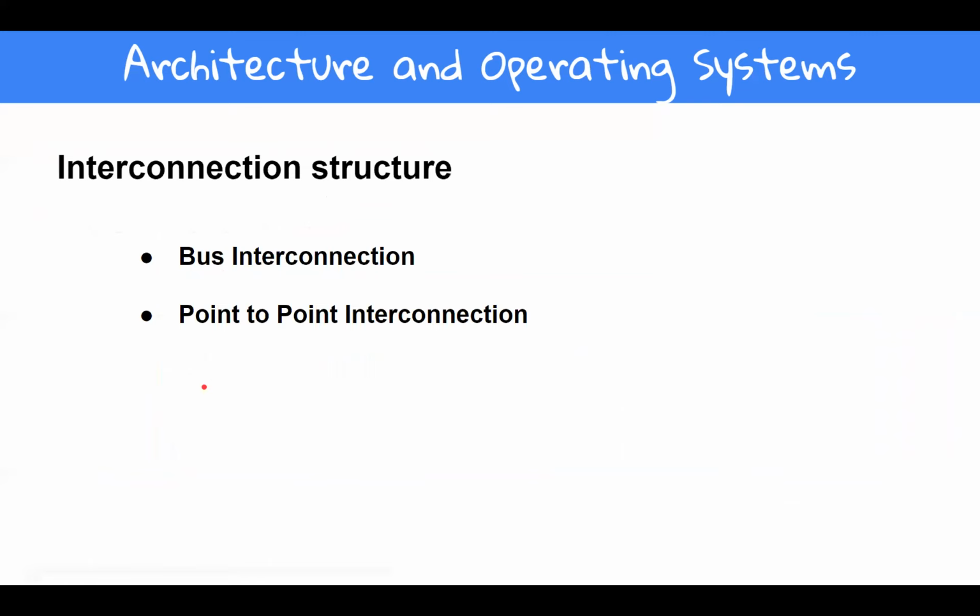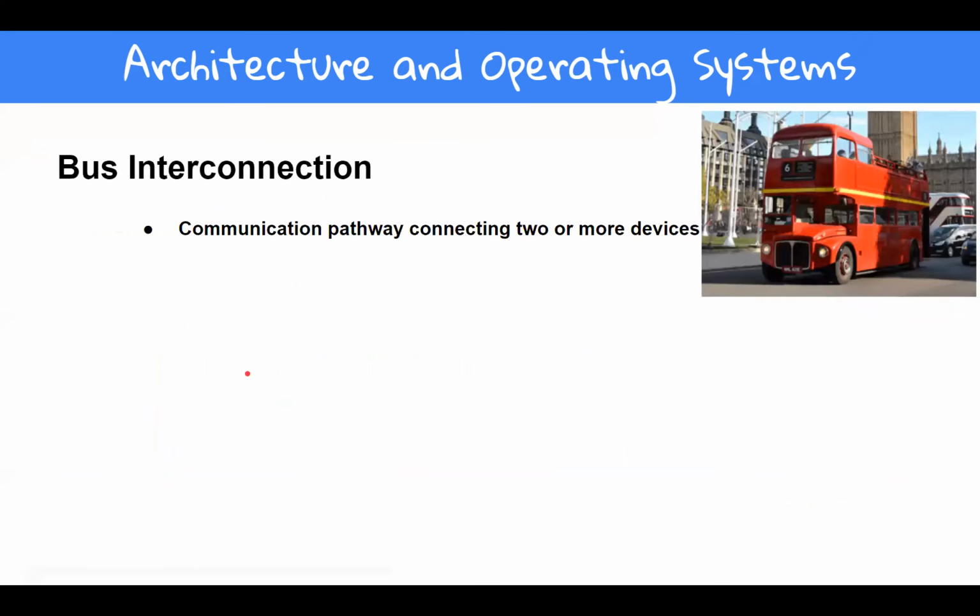So what is the interconnection structure? We have two types of interconnections. One of them is called bus interconnection that we will discuss here, and the other one is point-to-point interconnection that I'll briefly go over. First of all, bus interconnection.